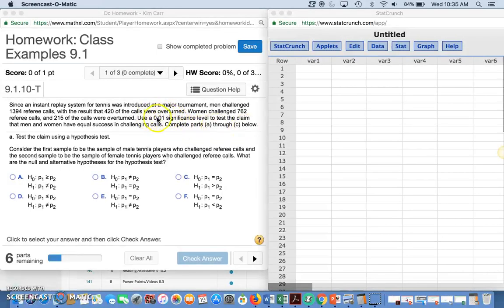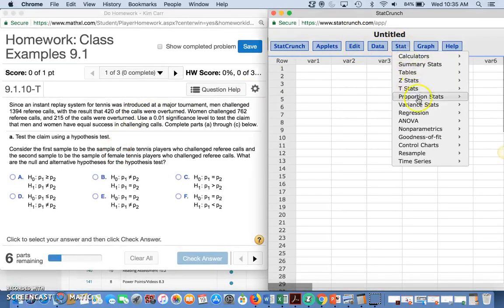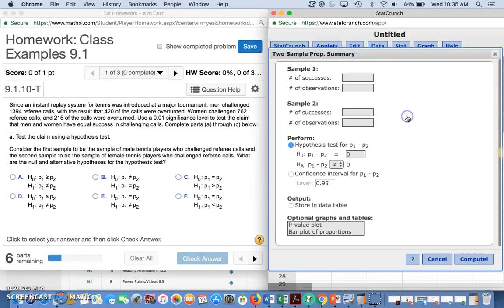Okay, this is your alpha. You've got 2 groups this time. These are 2 samples. You have a total, and these are the occurrences within the total. What we want to do is go to stat, then proportion stat, and this time we want to sample with summary. Now what we've got to do is fill this in, the number of successes.